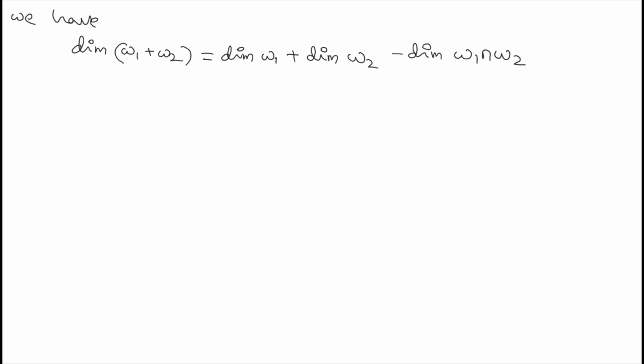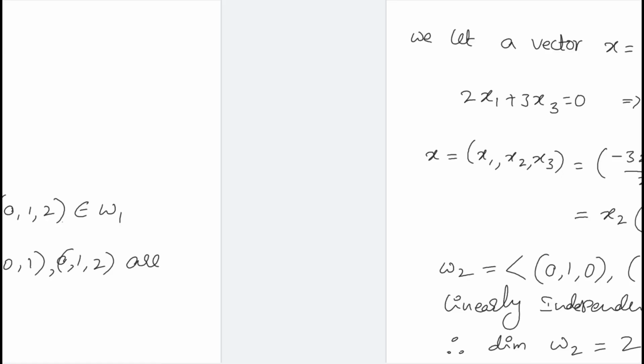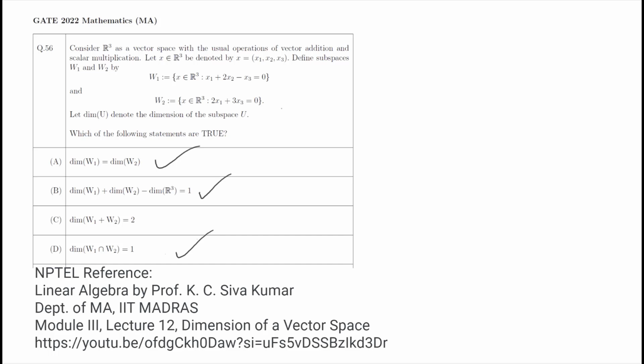Since we have derived all the values of dimension of W1, dimension of W2 and dimension of W1 intersection W2, by just substituting we get this value as 3, but the option given says this is 2, so it is the wrong option. So the correct options are A, B and D.